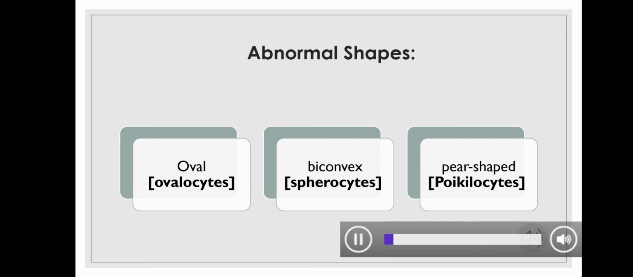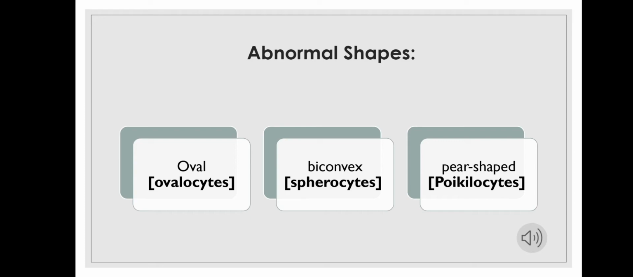The abnormal shapes of the erythrocytes or the red blood corpuscles are the following. They may be oval, then they are called ovalocytes. They may be biconvex, then they are called spherocytes, or they may be pear-shaped, then they are called poikilocytes.